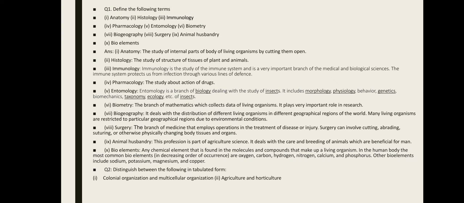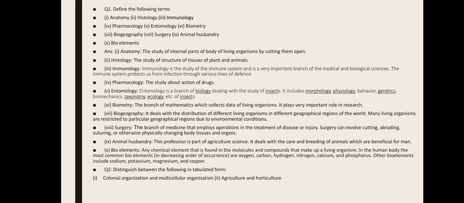So question number 1 is define the following terms, and the terms are anatomy, histology, immunology, pharmacology, entomology, biometry, biogeography, surgery, animal husbandry, and bioelements. Anatomy is the study of internal parts of body of living organisms by cutting them open. Histology is the study of structure of tissue of plant and animal.